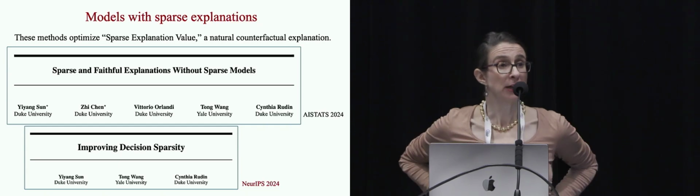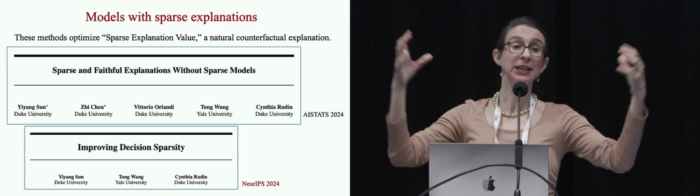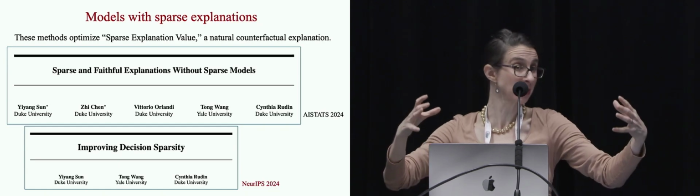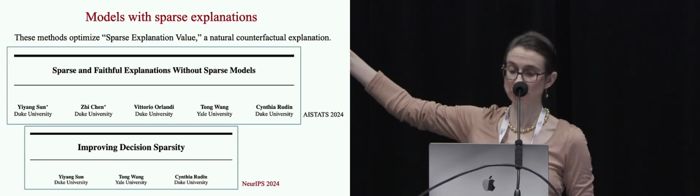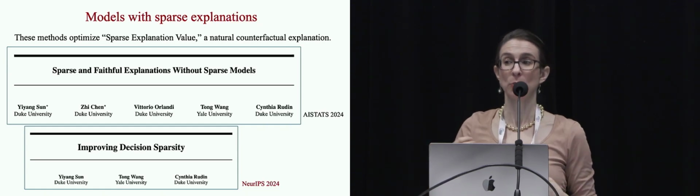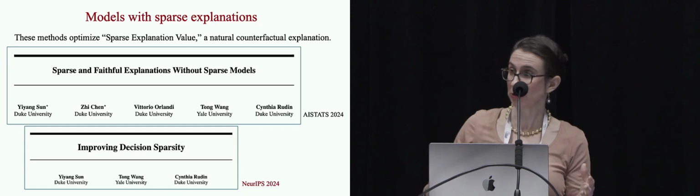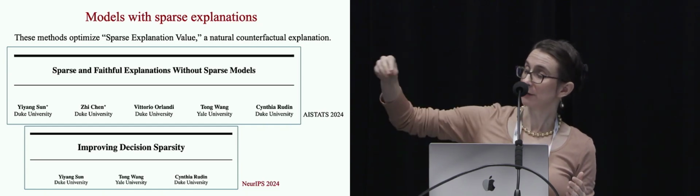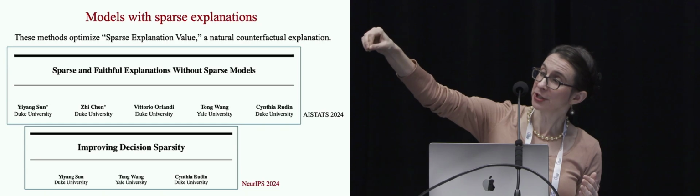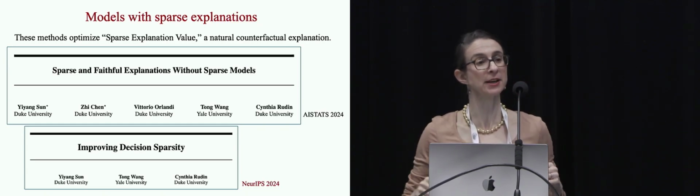Now, if you don't care about global sparsity of your models, but you want your explanations to be sparse, like your counterfactual explanations to be sparse, you might want to try one of these two algorithms. These algorithms optimize what we call sparse explanation value, which is a natural kind of counterfactual explanation, where if you take one of the feature values and move it to a standard usual value, it flips the sign.